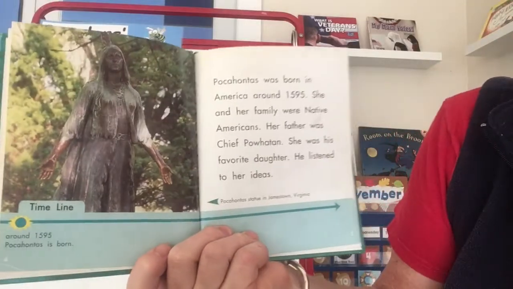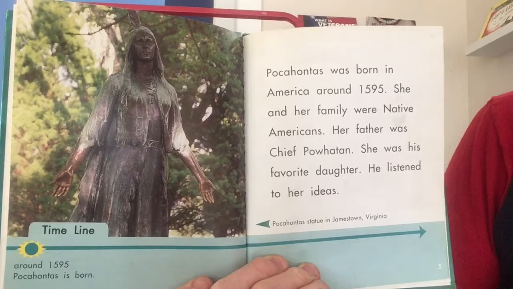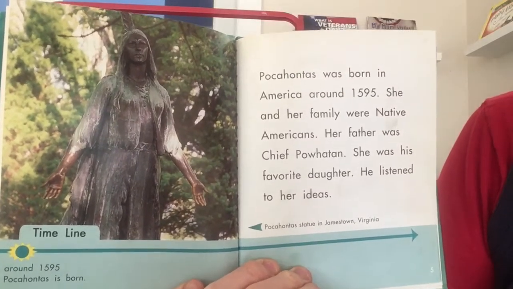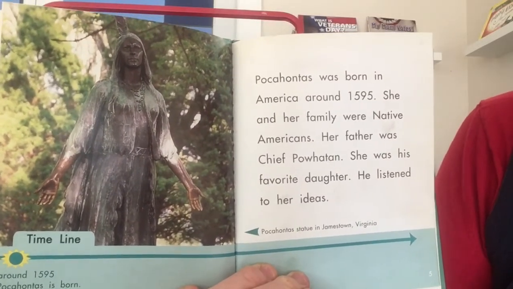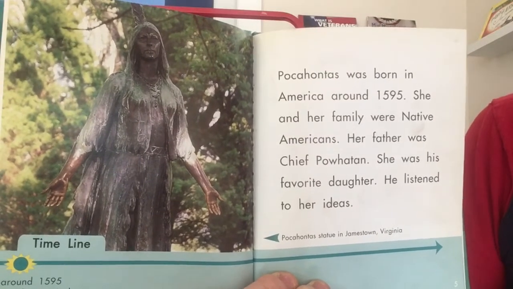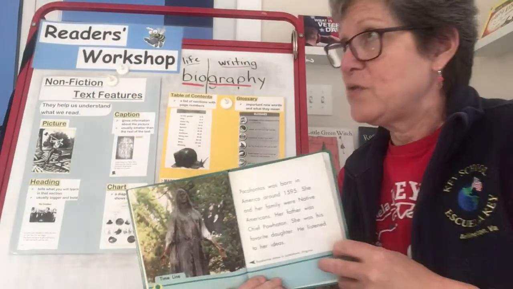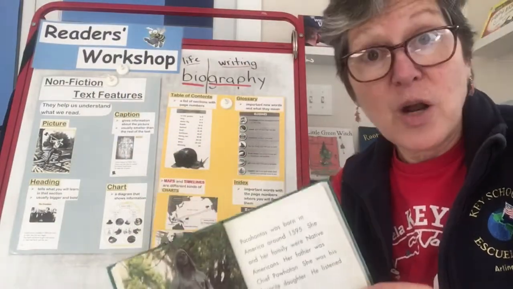Here we go. Pocahontas was born in America around 1595. She and her family were Native Americans. Her father was Chief Powhatan. She was his favorite daughter. He listened to her ideas. So let's stop and think: 1595, so that's about 400 years ago.